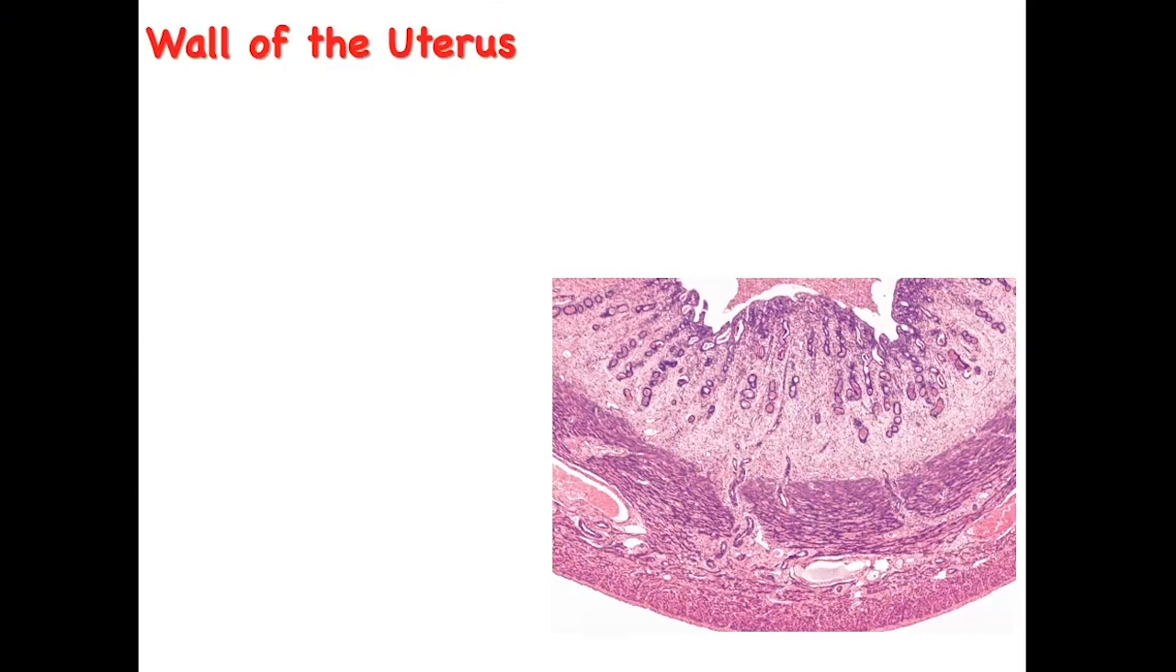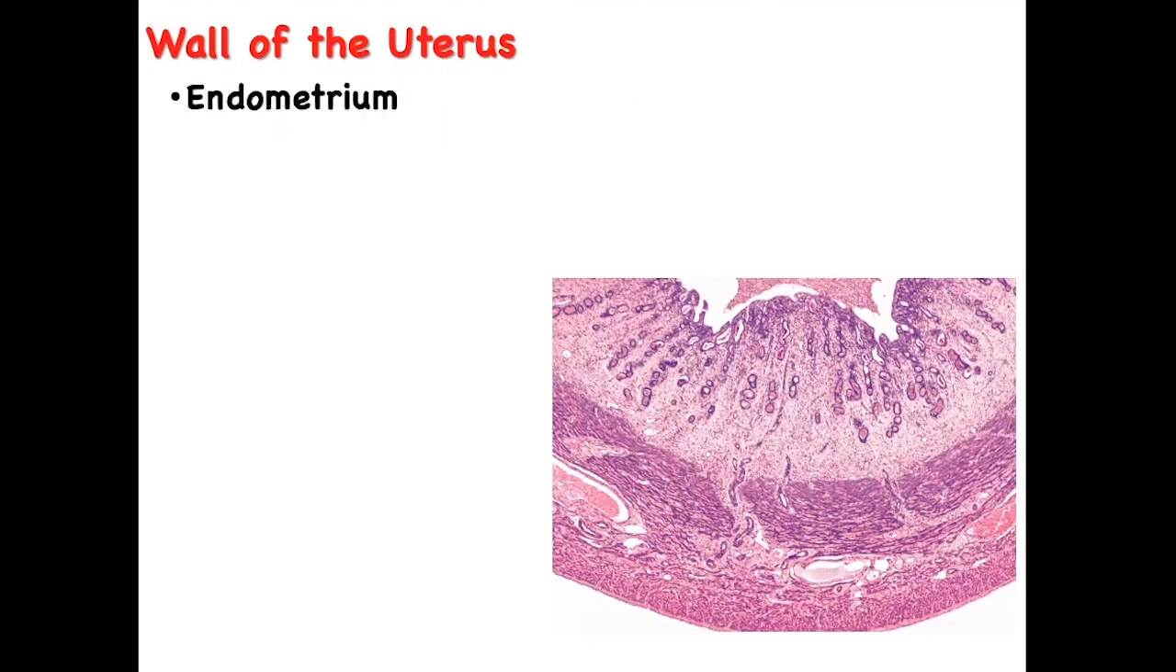The wall of the uterus consists of 3 layers, which can be seen in this histology slide. The layer adjacent to the lumen, which is represented in this white area, is called the endometrium. The middle layer is the myometrium and can be seen from here to there. And the outer layer is the perimetrium, which is the thin layer located here.